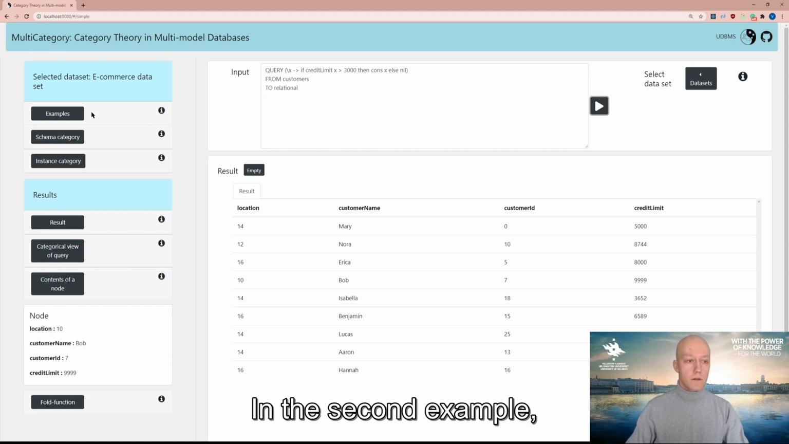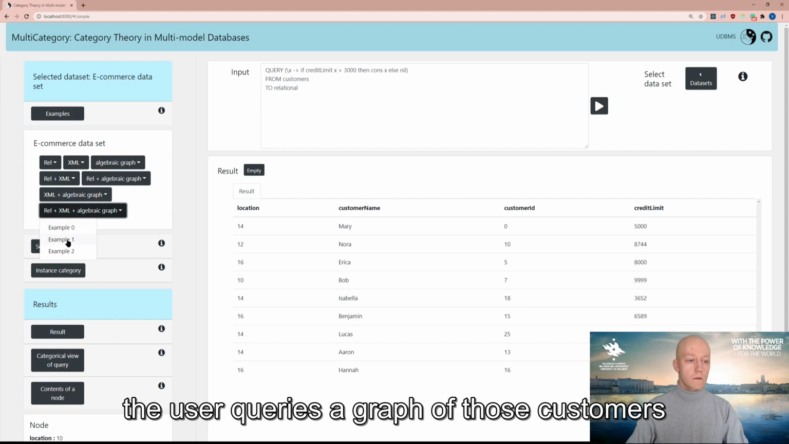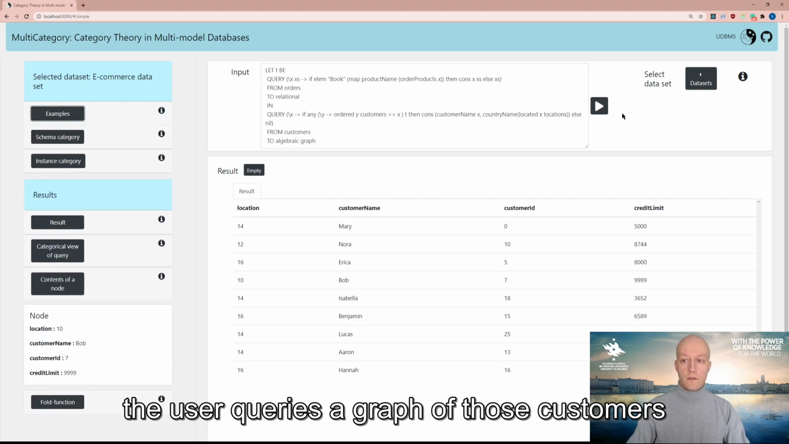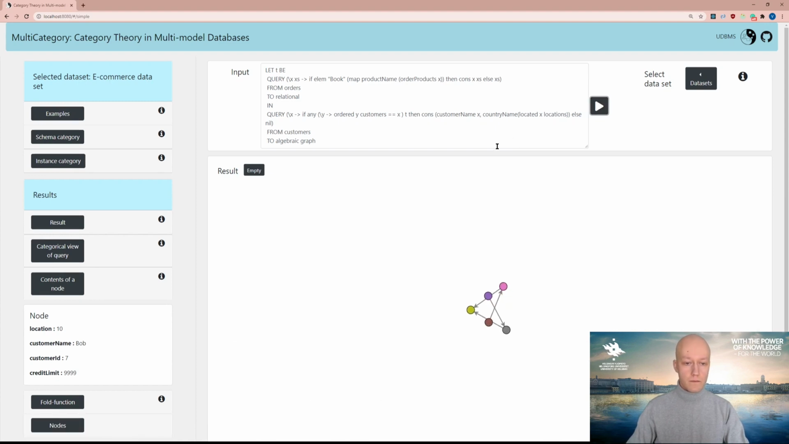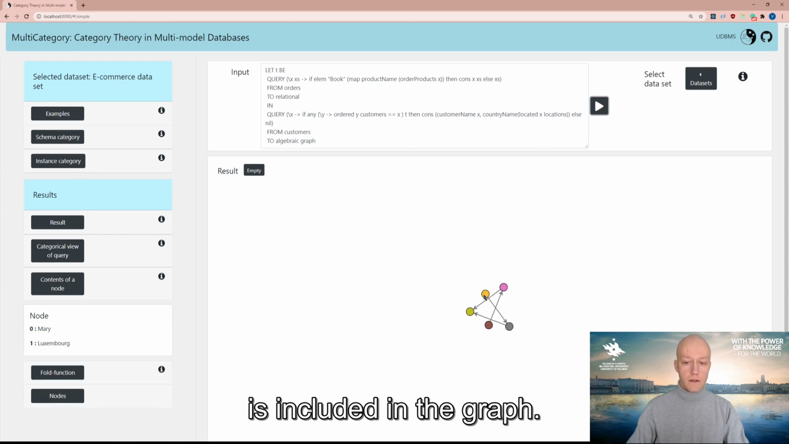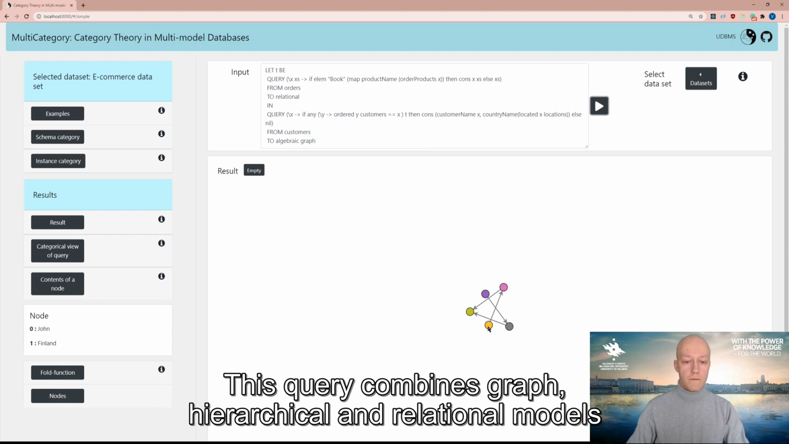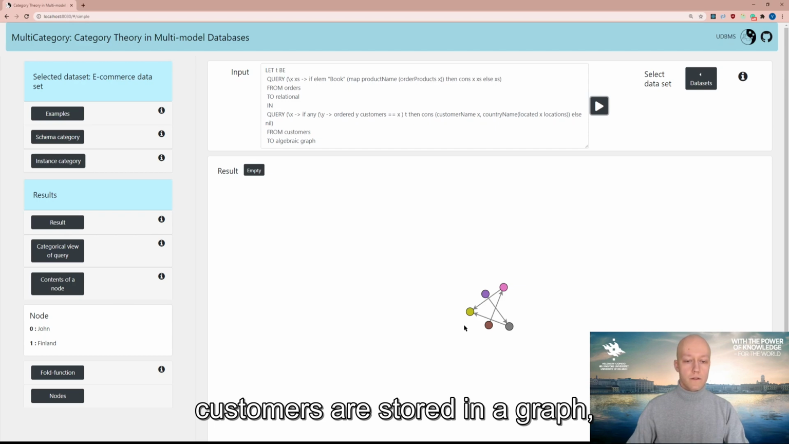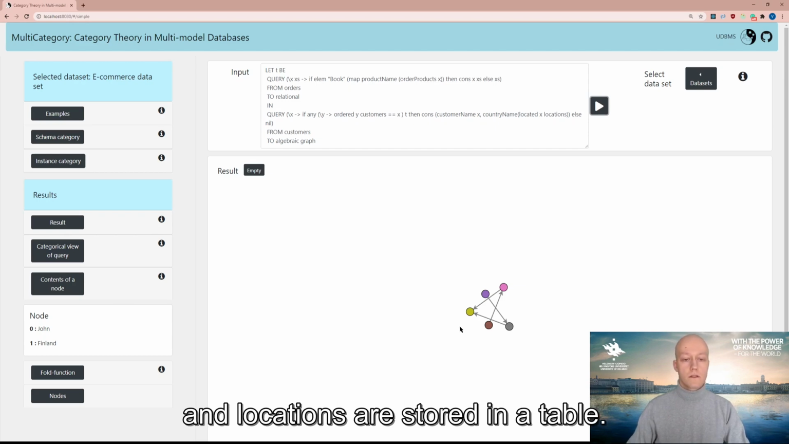In the second example, the user queries those customers who have purchased a book. Also, location information from the locations table is included in the graph. This query combines graph, hierarchical, and relational models, since orders are stored in XML, customers are stored in a graph, and locations are stored in a table.